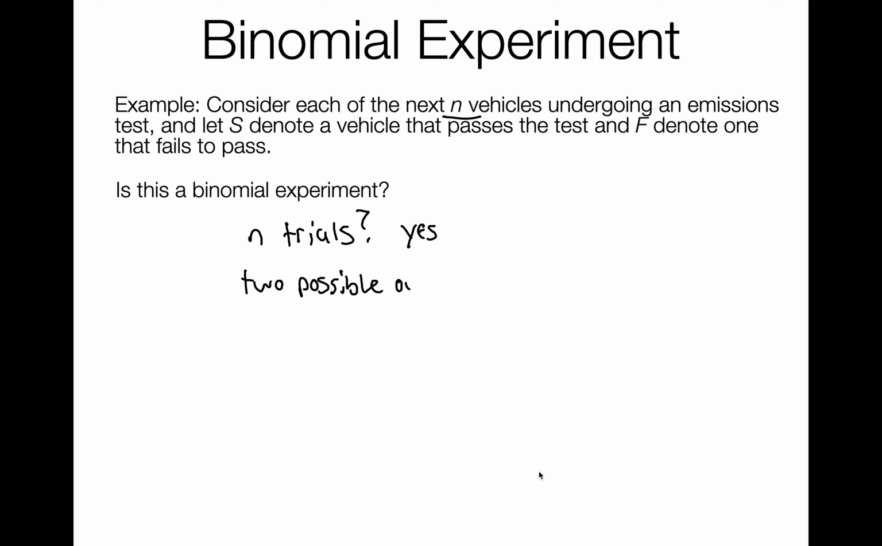Two possible outcomes. Yes, there are only 2 possible outcomes. Pass or don't pass. You can either pass the emissions test or you can fail it. So pass or don't pass, and we denote those S or F. Okay, great.